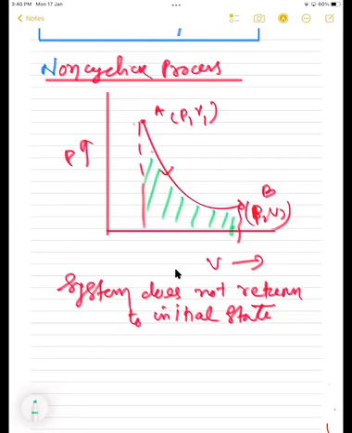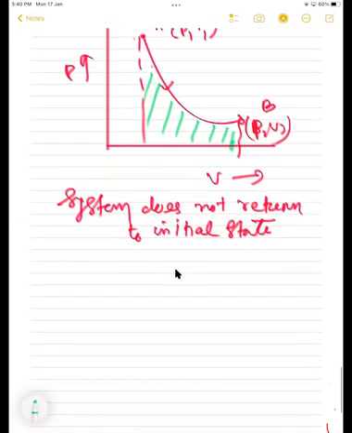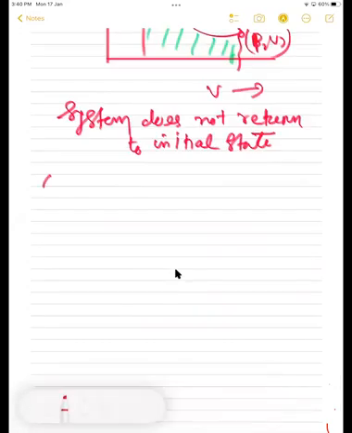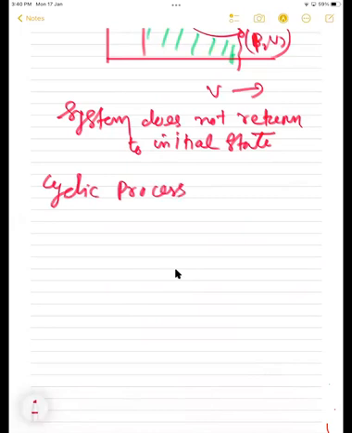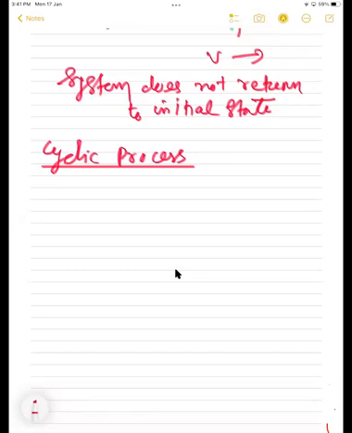Right, students? And what is a cyclic process, students? What is meant by a cyclic process? See here, this is a non-cyclic process. Then let's go to the cyclic process. A cyclic process means, students, a process in which the system returns to its initial state after undergoing a series of changes. Yes or no? Here the system returns to the initial state.